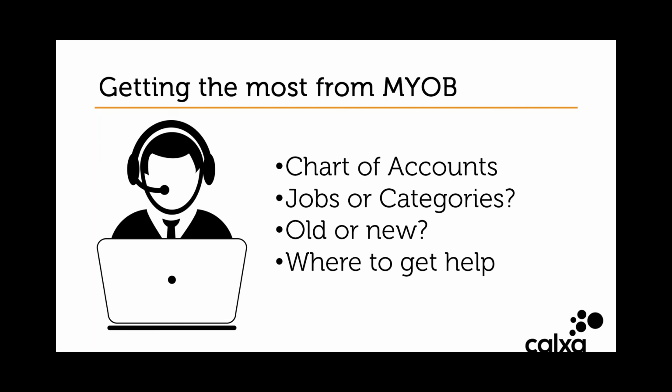You can put multiple jobs on a single transaction. You can allocate a person's wages to multiple jobs. And you can have that hierarchy. So my recommendation is you use jobs. If you're already using categories and the data entry side of it's not too hard for you, then carry on using them, because you'll get most of the same reporting out of Calxa whether you're using jobs or categories. You just don't get quite the same flexibility in terms of grouping them.